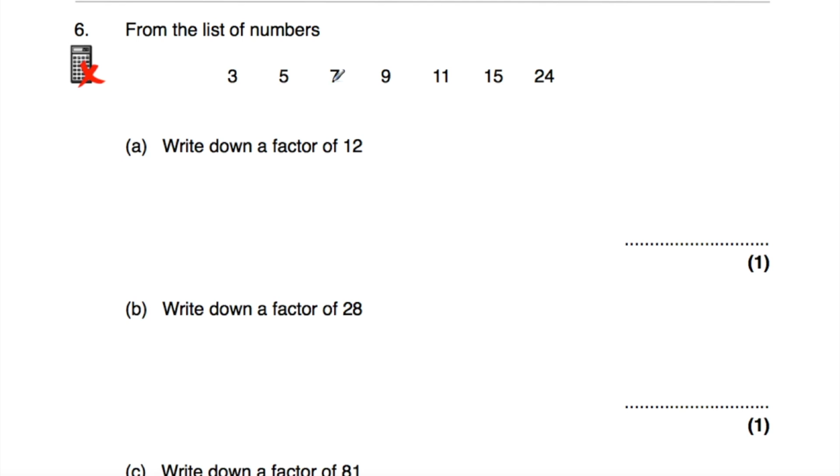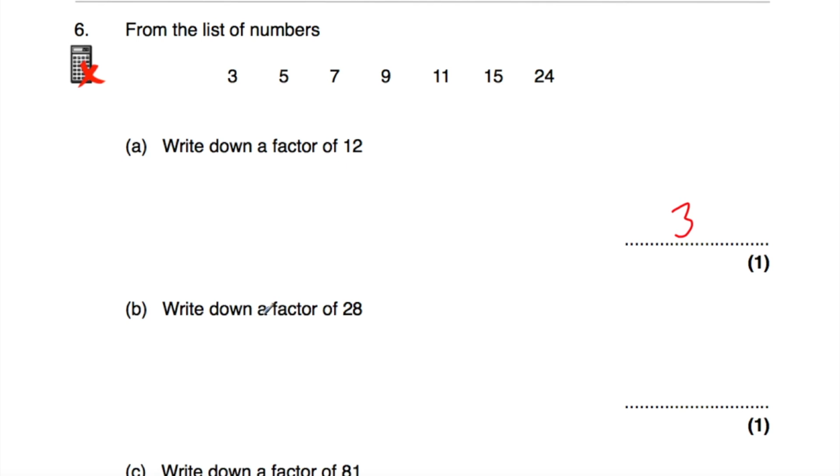12 divided by 7, would there be a remainder as well? 12 divided by 9, no. 12 divided by 11, no. These numbers are bigger than 12, so they're not going to be factors. 3. If we have 12 and we divide it by 3, the answer is 4. So it means that 3 is a factor of 12. So 3 is a factor of 12.